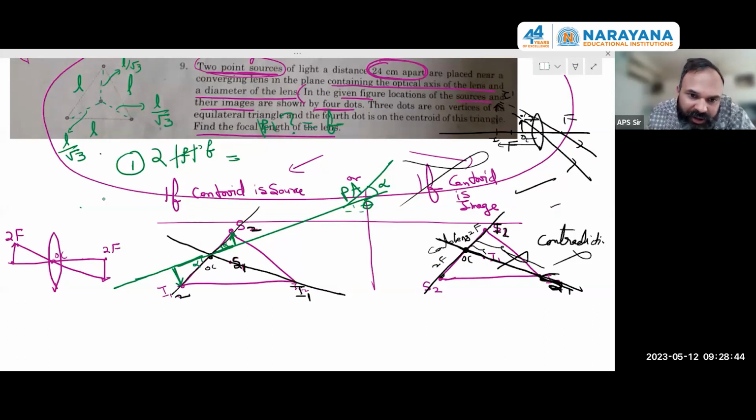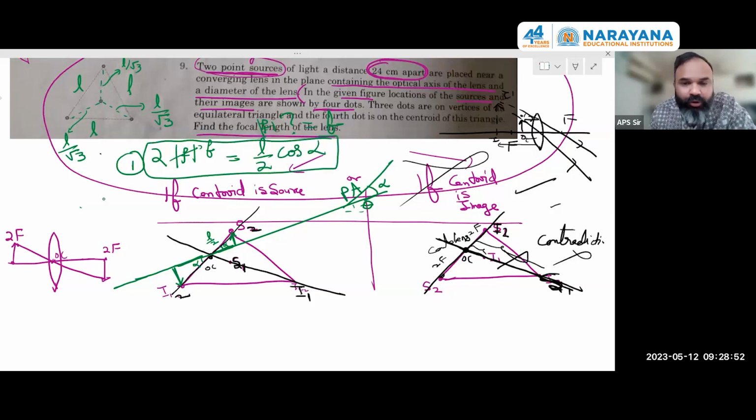And this was L by 2. So L by 2 cos alpha. That is my first equation: 2f equals L by 2 cos alpha. L is known to you, remember. Those distances are given to you. We'll substitute in the final step. Alpha is not known and f is not known, but I've written this.